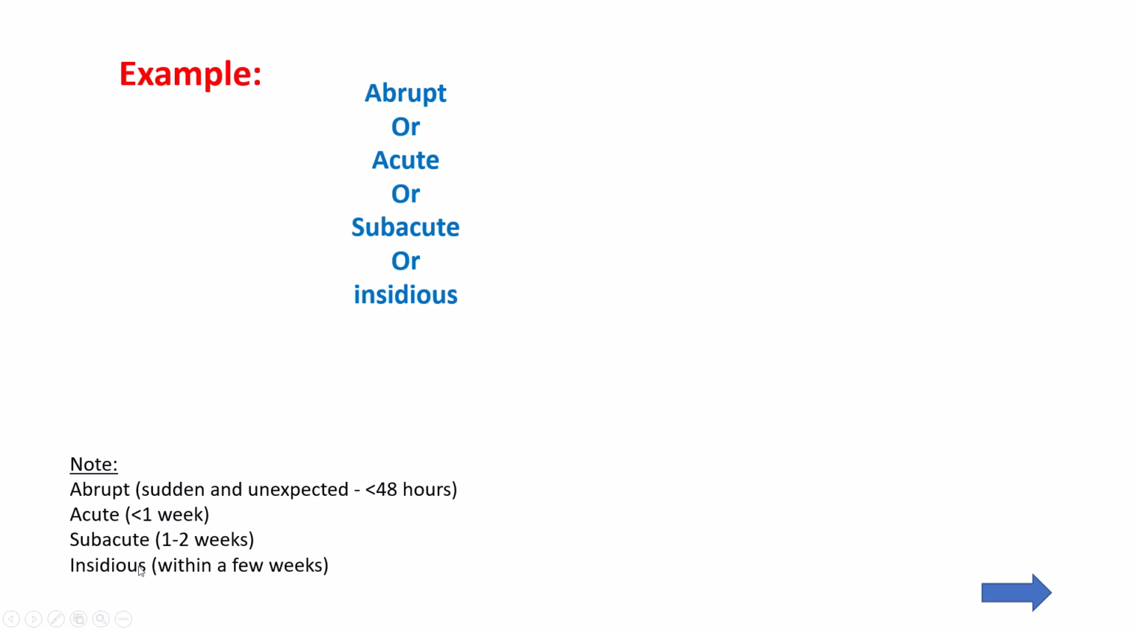That is insidious. So this patient is shouting. It has happened within a week. 2 days happened. 2 days, not less than 48 hours, so we can say acute. If less than 1 week, we can say acute. If less than 48 hours, abrupt. More than 48 hours and less than 1 week means acute.